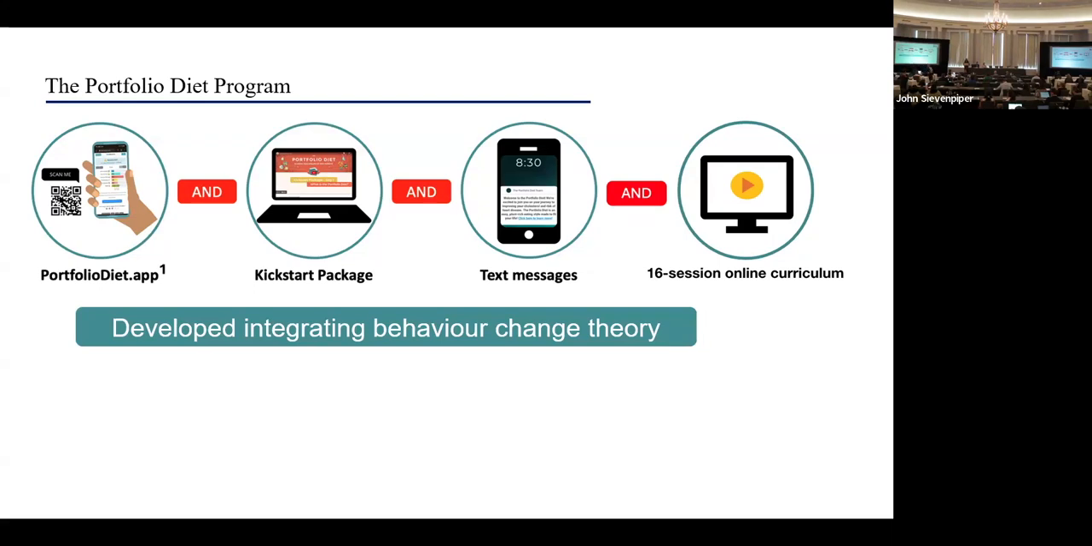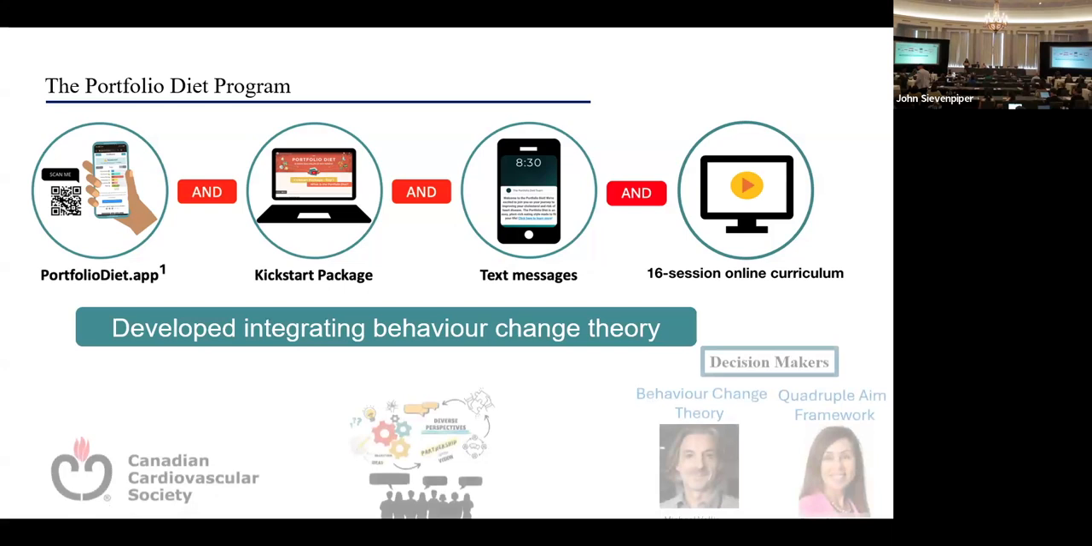So I'll go over a little bit about some of the features of the app, as well, just quickly highlighting the Kickstart package, the text messages, and the 16-session online curriculum that map out to a 12-month program to help support the education and engagement of sustained change that can help with translating the portfolio diet. All of it integrated and mapped to behavior change theory.